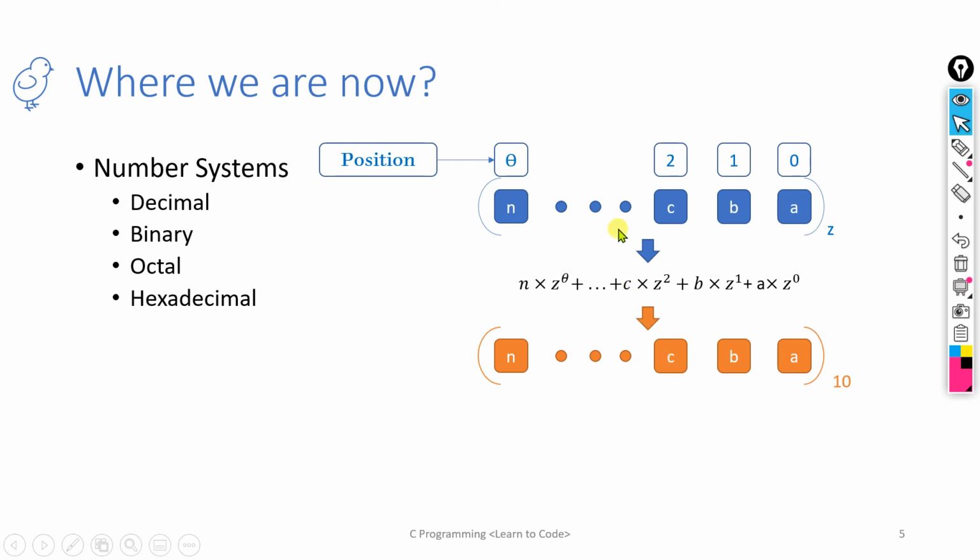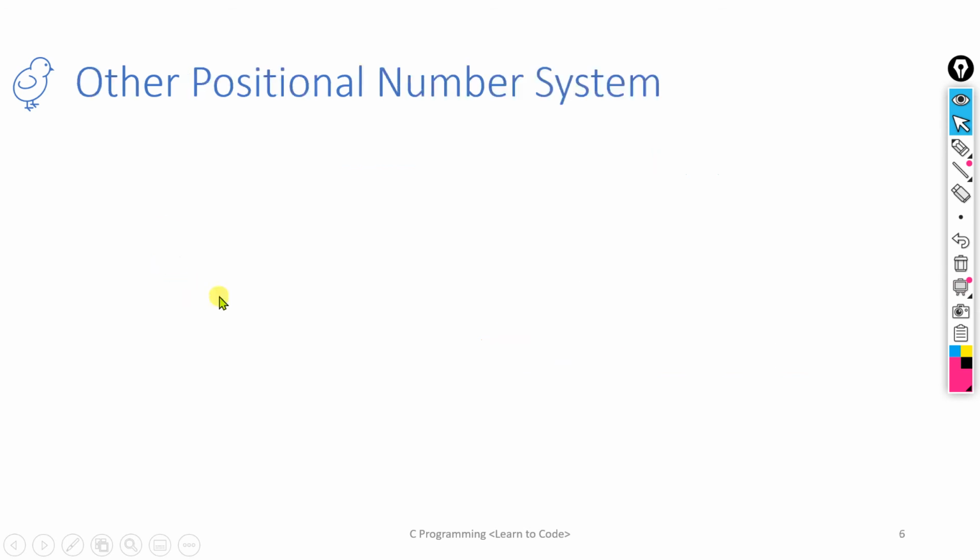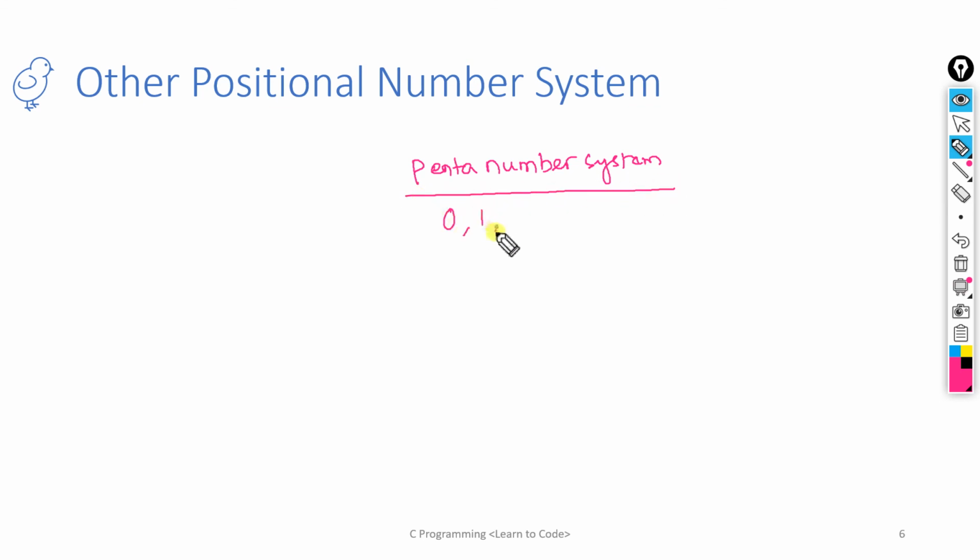Right now, the question is: are only these four number systems possible? That is, decimal, binary, octal, or hexadecimal. Is any other number system possible? Yes, we can create other number systems too. Let's say I will create a penta number system. This penta number system uses 5 numbers, that may be 0, 1, 2, 3 and 4. So these 5 digits are used to create a penta number.